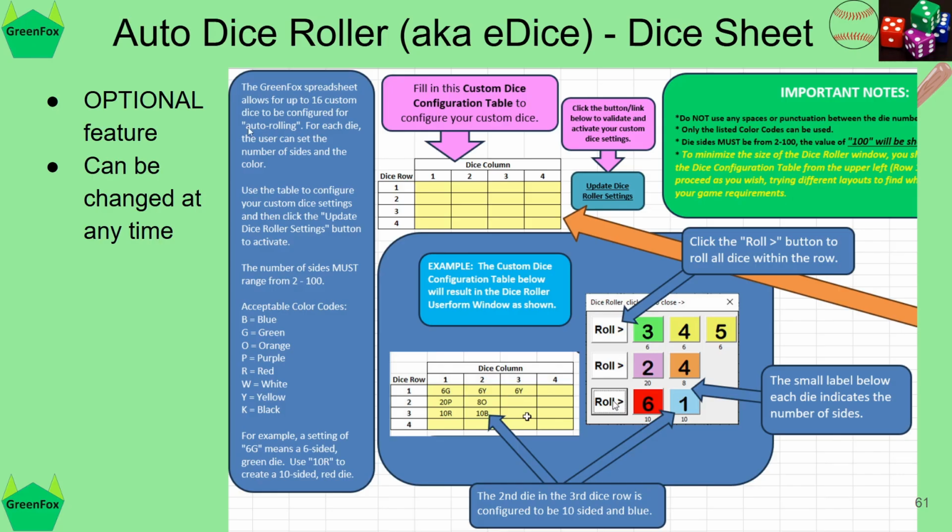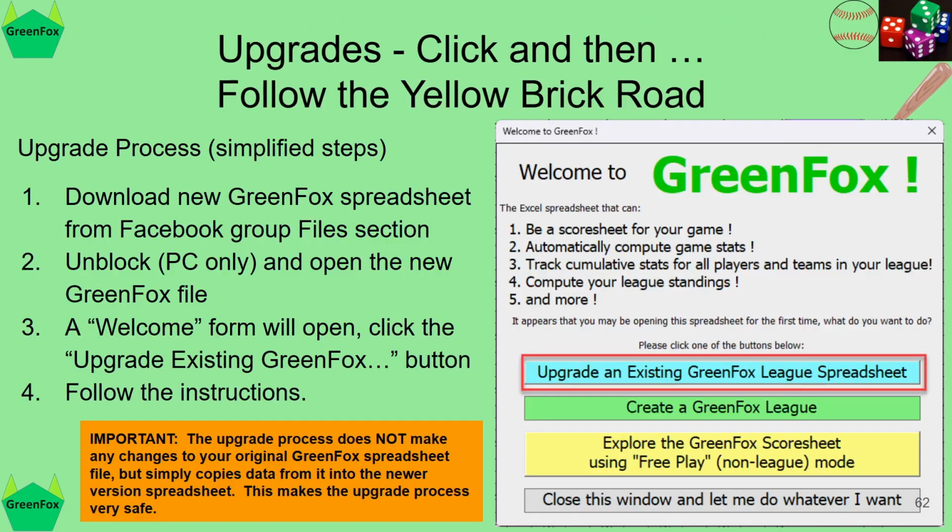It's totally optional, and you can change it at any time. And this dice window that pops up is kind of like the League Navigator window, where even while it's up, you can still interact with the spreadsheet. So you don't have to keep opening it and closing it. It'll just stay on top of your score sheet wherever you want to put it, so that it's not in the way. That's the dice.